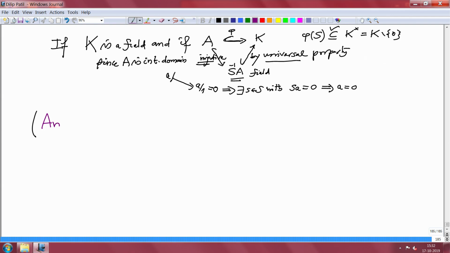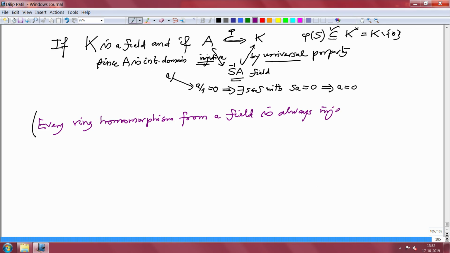Any ring homomorphism, actually one should say every ring homomorphism from a field, is always injective.